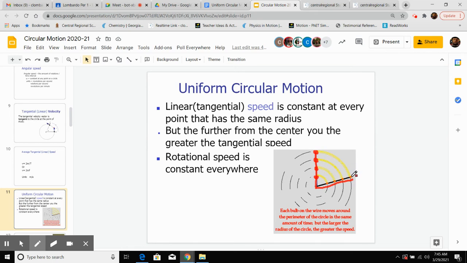The outside. He has to go all of this distance in comparison, let's just say, to the inside guy. So the farther you are from the center of the circle, the farther you are from the center, you are going to have a greater linear or tangential speed.